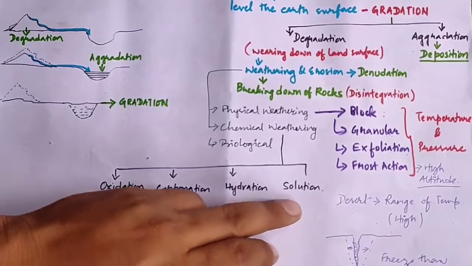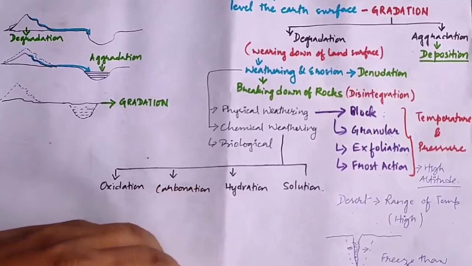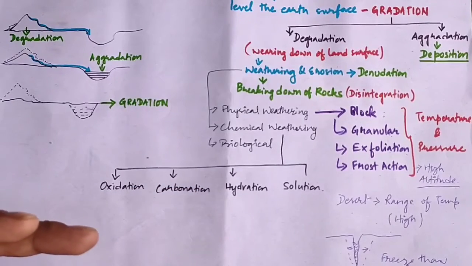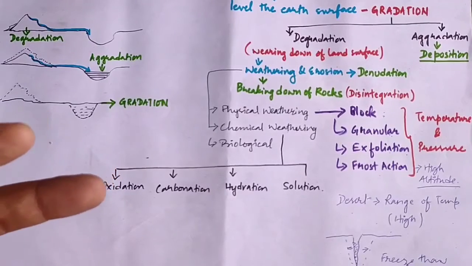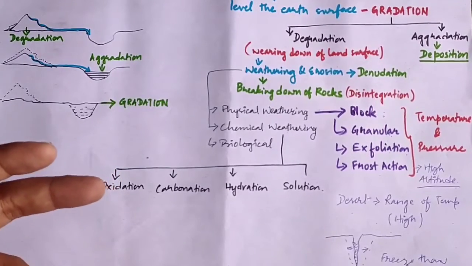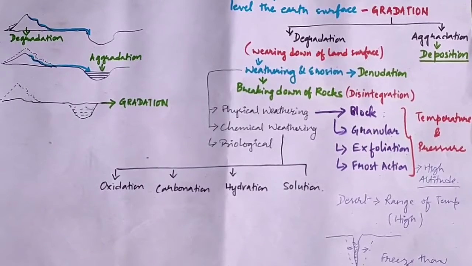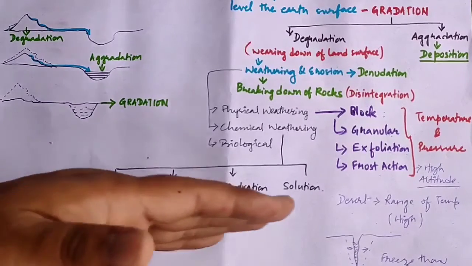Next we have solution. Rainwater will dissolve certain minerals, for example rock salt and gypsum. Those minerals are highly soluble in water, so they quickly get dissolved and are removed by the rainwater from the rocks. So rocks eventually will disintegrate into smaller pieces when those minerals are removed from them, isn't it? So these are the different types of chemical weathering.